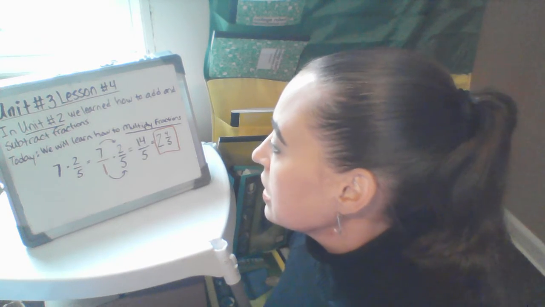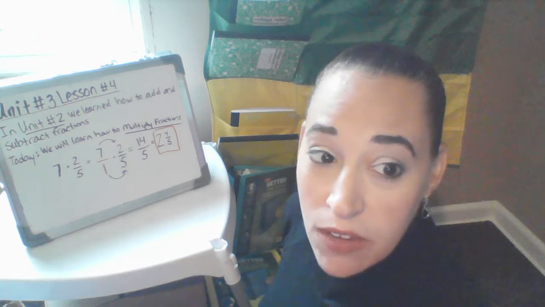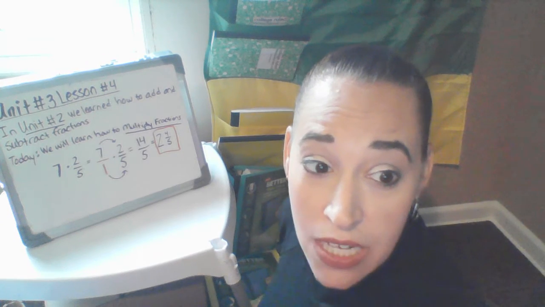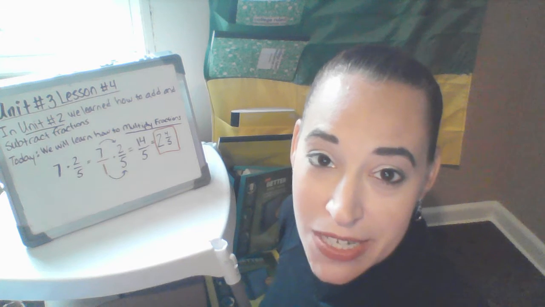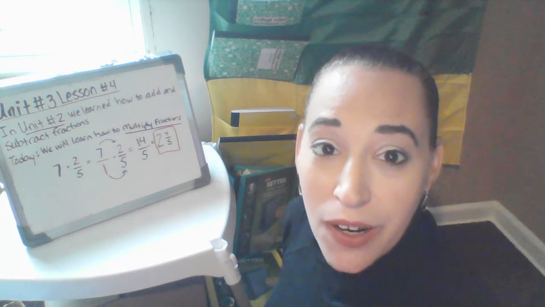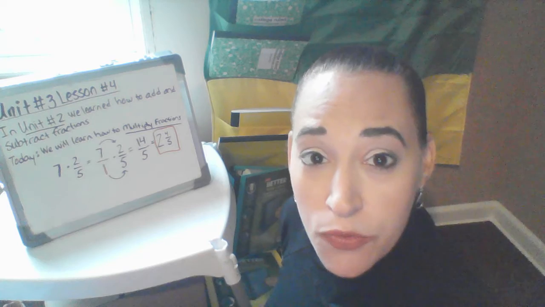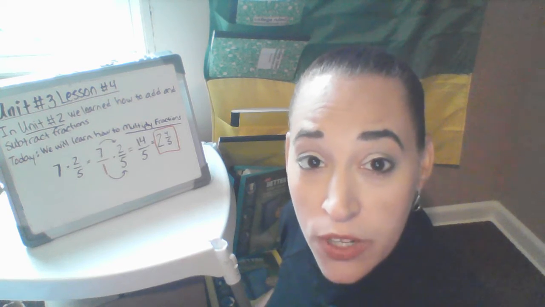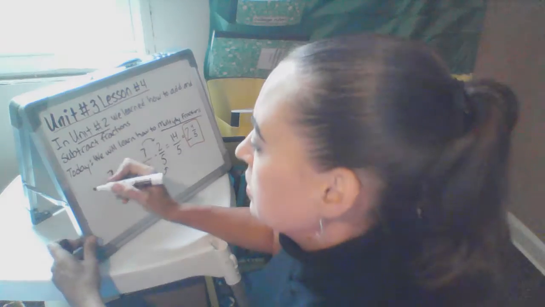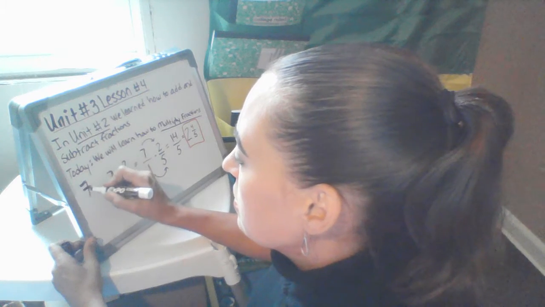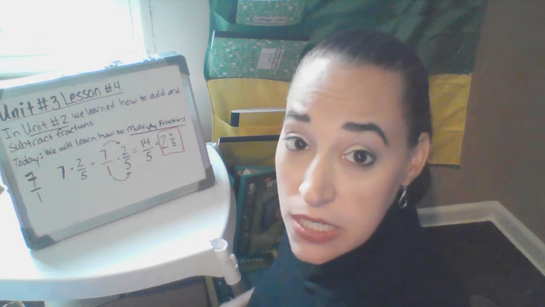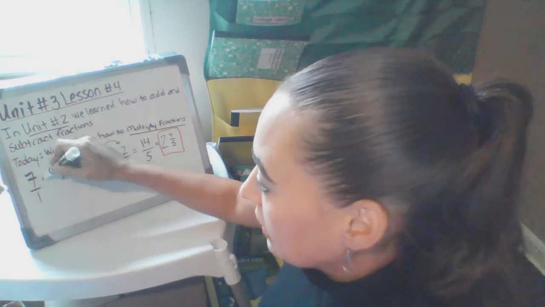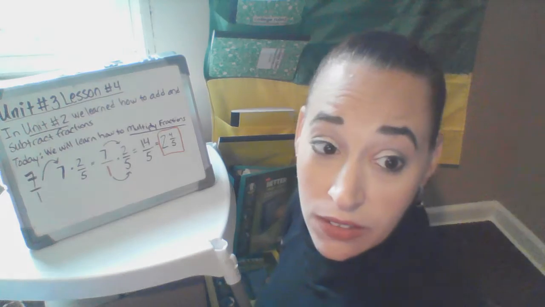So as you can see, I gave an example. I gave the whole number of 7 times 2/5. So you might say right away, well, the whole number 7 isn't a fraction. So remember, any whole number you can turn into a fraction by putting it over the number 1. Okay. So 7 over 1 is the same thing as saying 7.